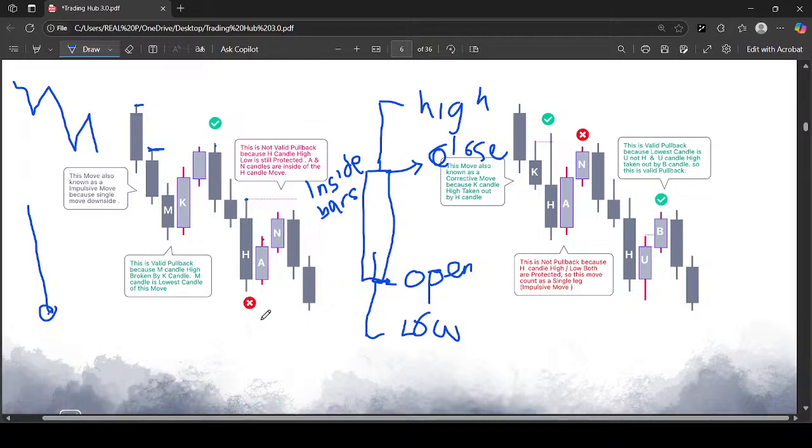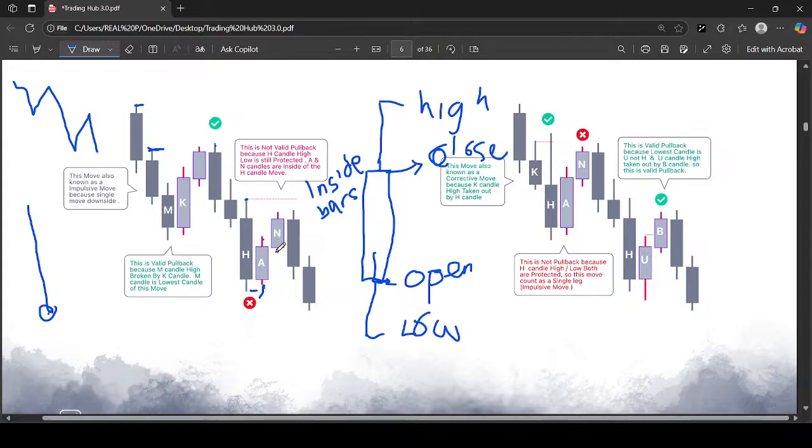A candle becomes the prominent candle. How? By going lower than what? The H candle. Once A goes lower than the H candle, then we will not consider the H candle as our origin again for pullback, for marking pullback. Once the A candle sweeps the low of the H candle, then we are good.